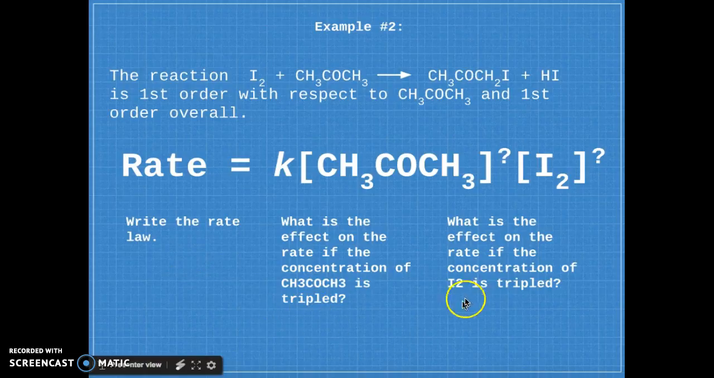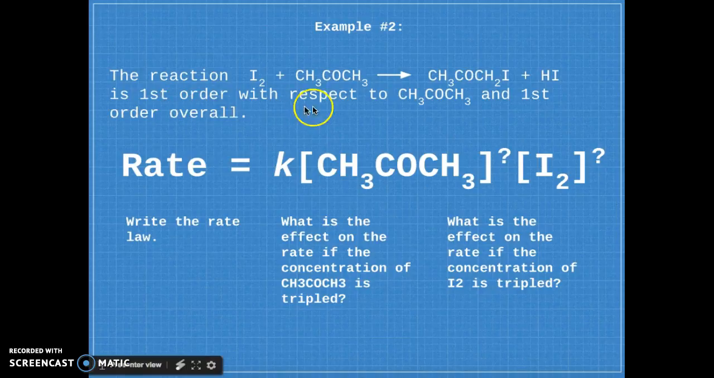And then we're going to answer these two questions. What's the effect on the rate if the concentration of acetone is tripled? And what's the effect on the rate if the concentration of iodine is tripled? So pause the tape and think about that for just a minute, and then I'll explain what the correct answers are. Okay, hopefully you paused the tape.